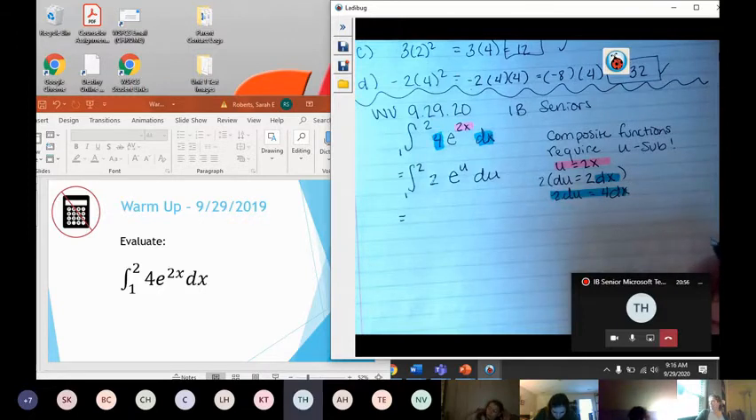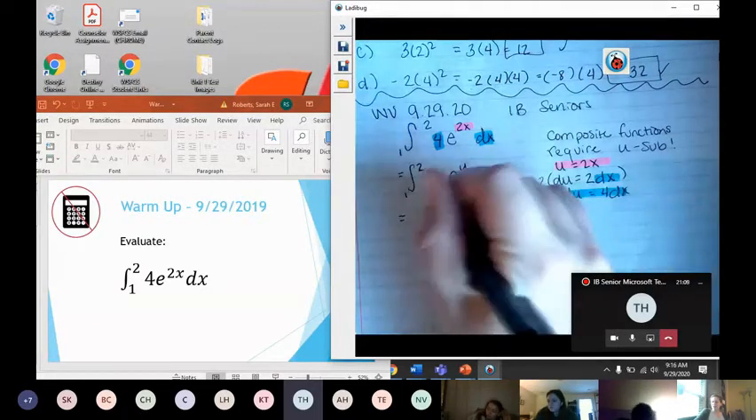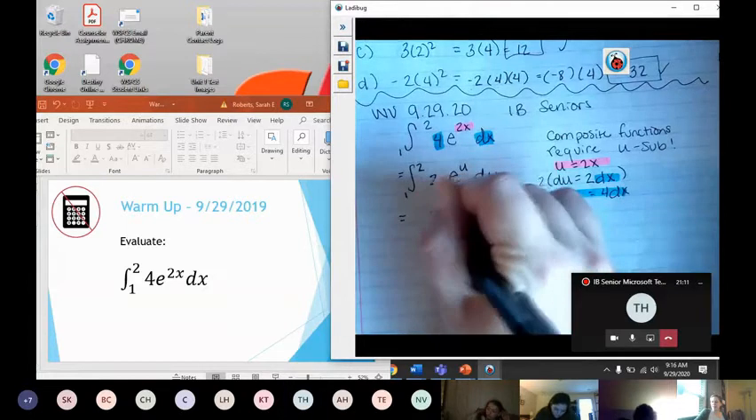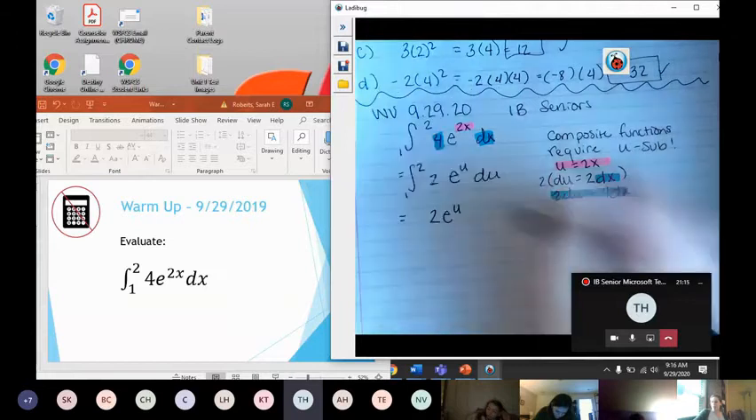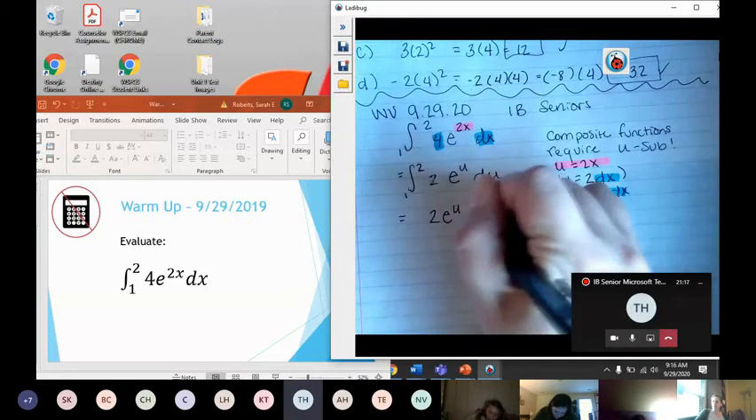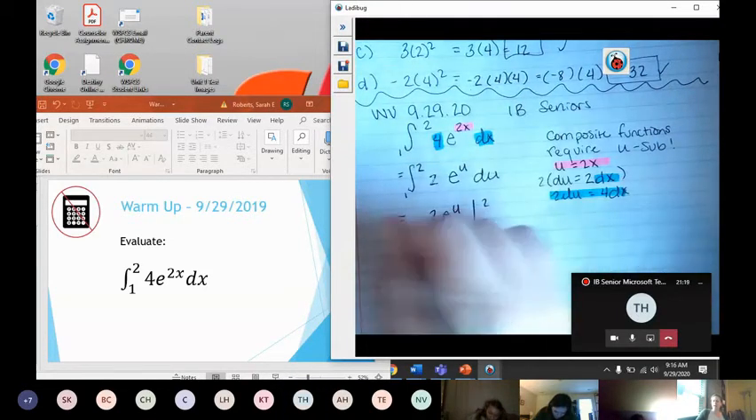This is the easiest integral we know. Well, no. It stays the same, right? Okay. So we're just going to have 2 e to the u. That's all. Okay? And we're going to evaluate that from 1 to 2, but first we have to sub back in our u.